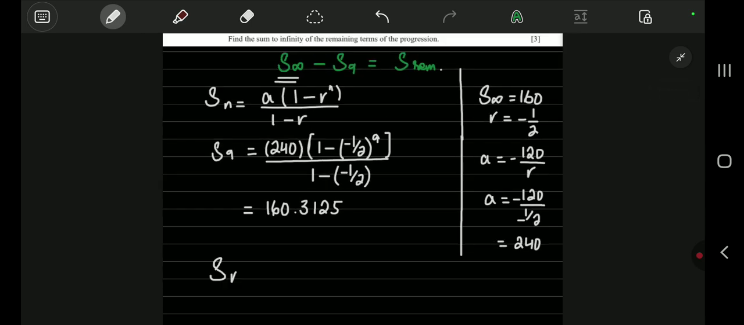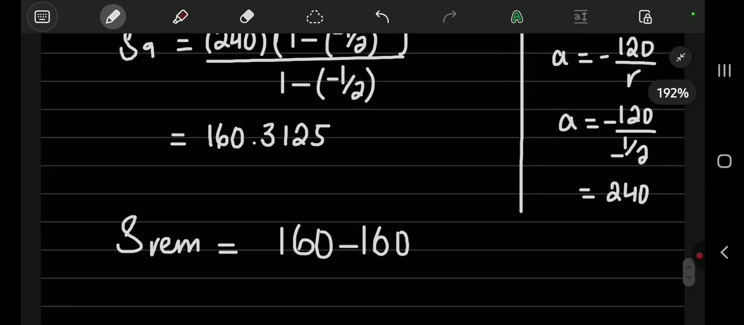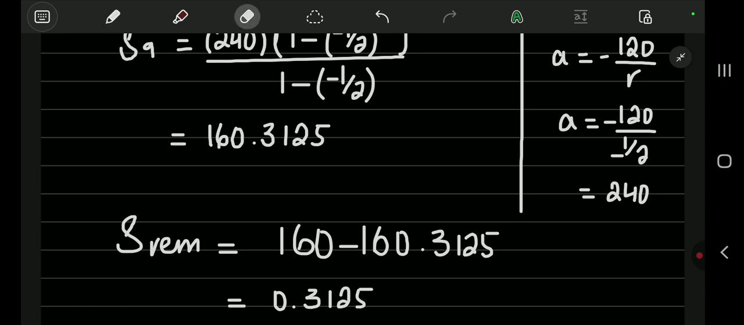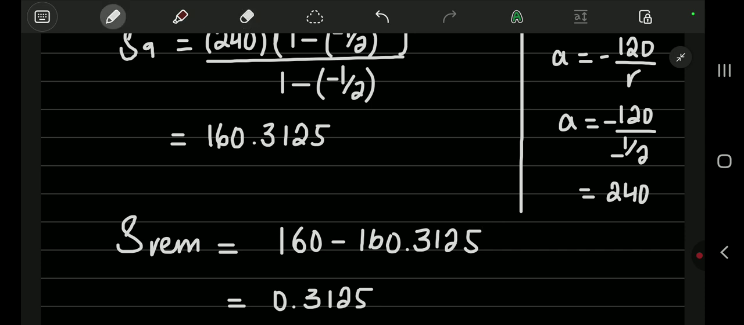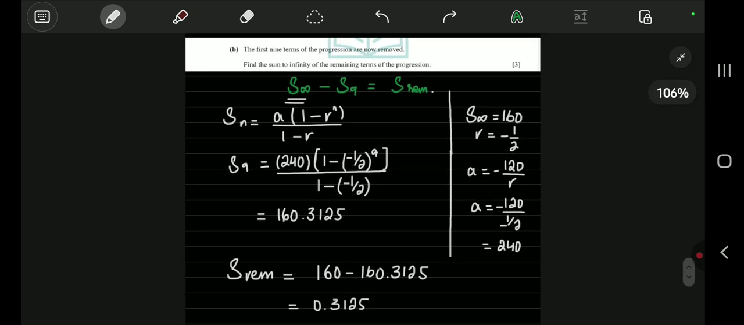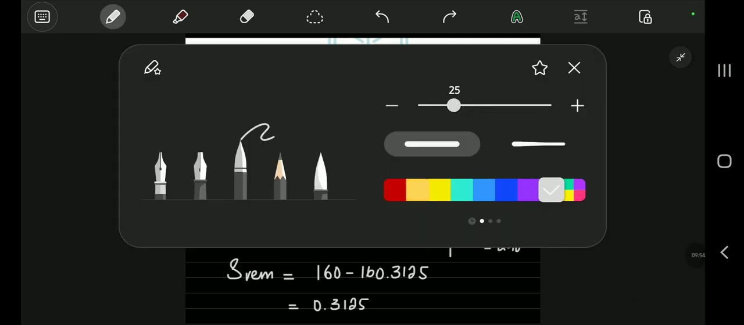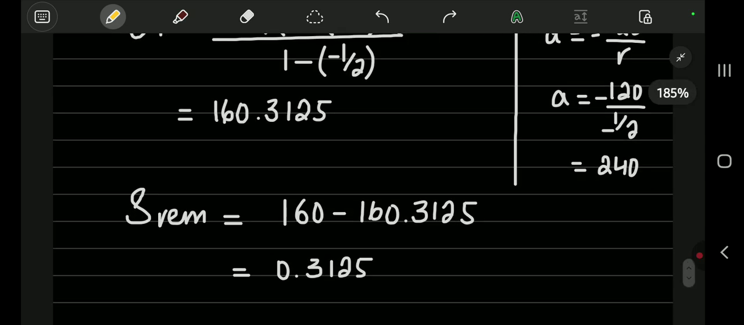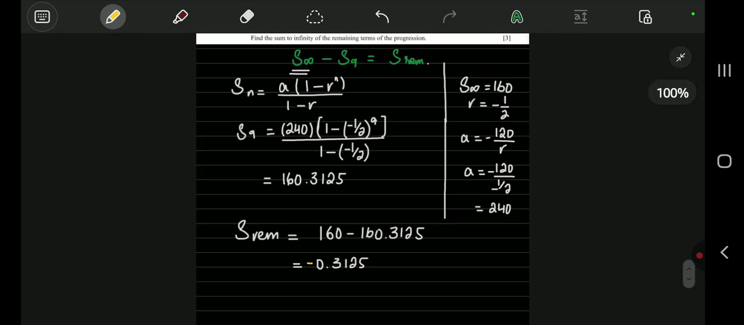The sum of remaining terms would be 160 minus 160.3125. Yeah, this is your final result for the sum of the remaining terms. I hope you get this question. One thing, there was a mistake. Obviously 160 minus 160.3125 will give you a minus sign. So your final answer is minus 0.3125. The rest of the solution is fine.